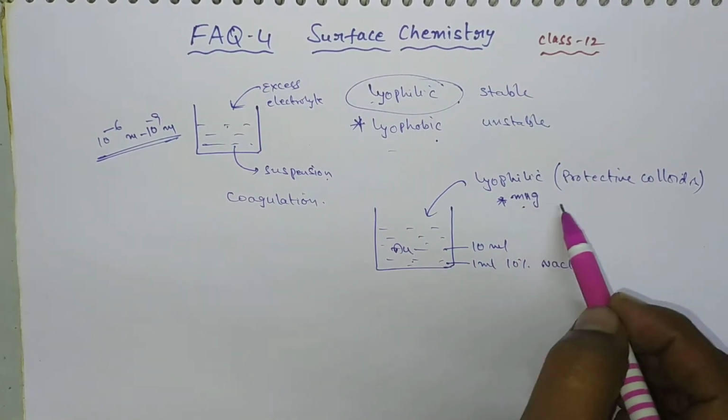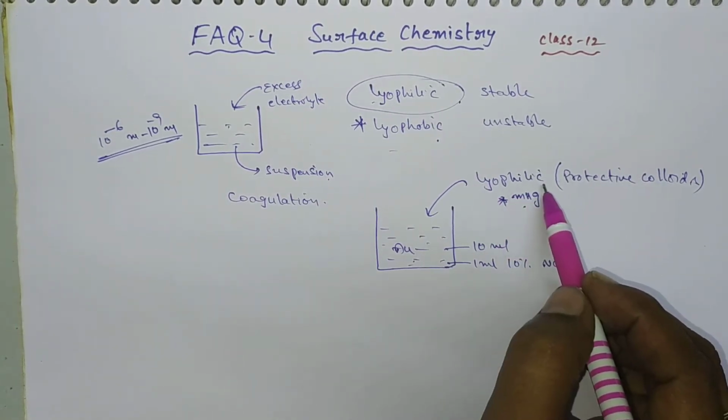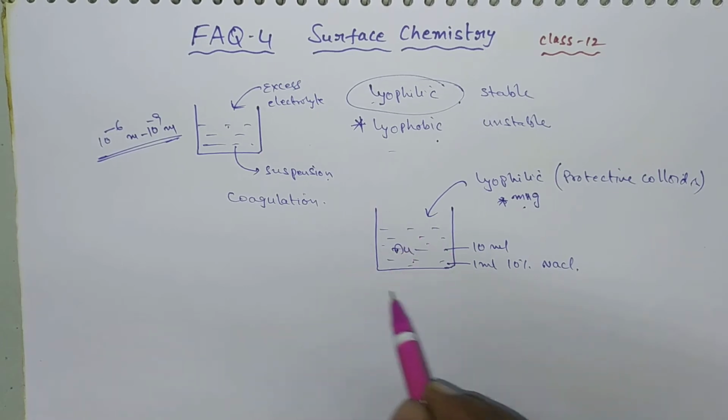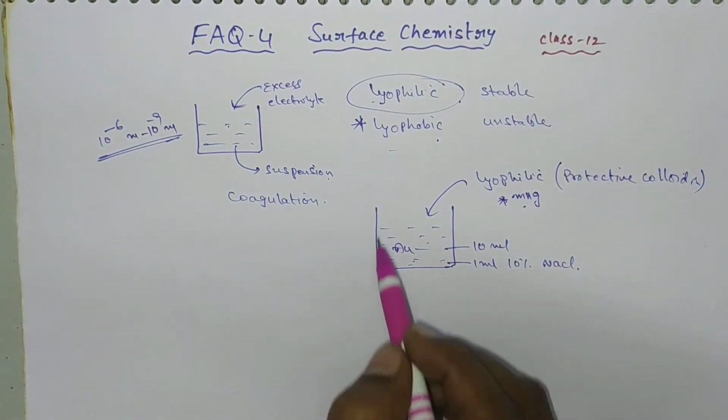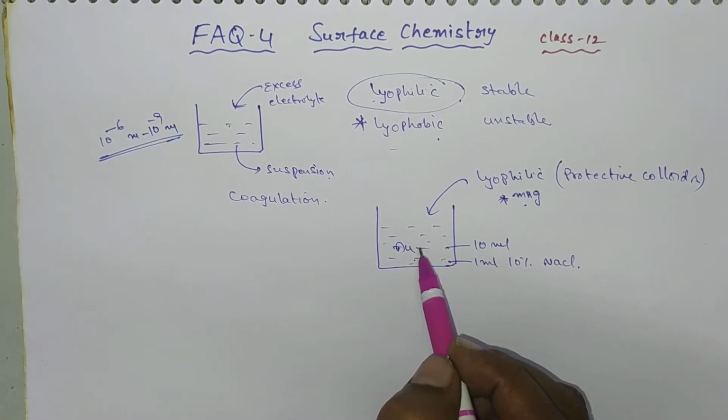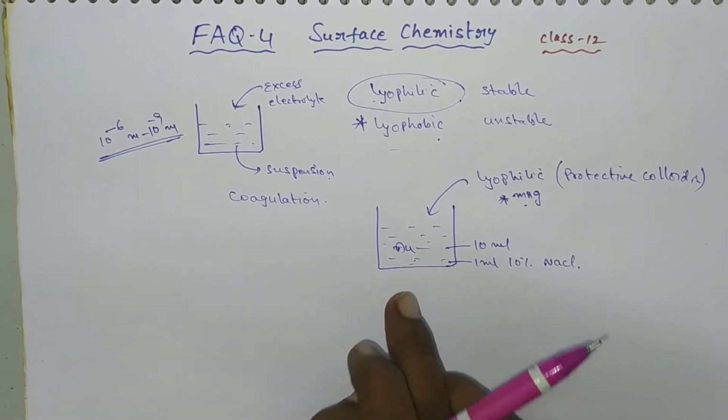Suppose if we add 10 milligrams of lyophilic colloid, and it is prevented from coagulation, then 10 is the gold number for this solution. Clear? So now let us move on to the definition of gold number.